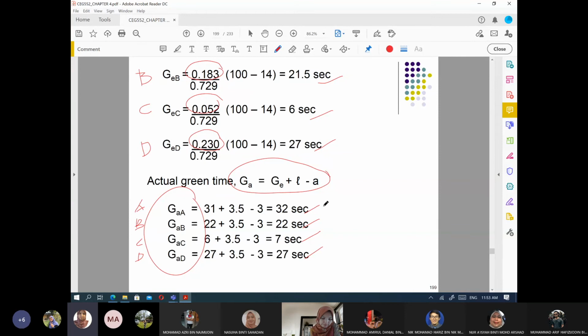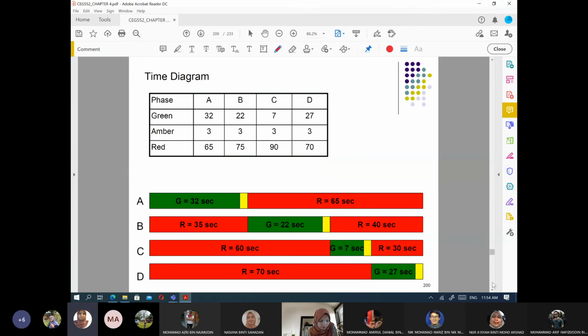So sekarang ni you dah ada lah value hijau di sini, lampu hijau. Lampu hijau kat atas ni tak boleh ambil lagi tau. You kena kira yang actual green time ataupun yang appear dekat the display monitor. Okay. Dan you dapat tu tadi green time 32, 22, 7, 27. Amber kita tahu semua 3. Can you find your red? Macam ni you cari lampu merah? Macam dia dapat di bawah ni?